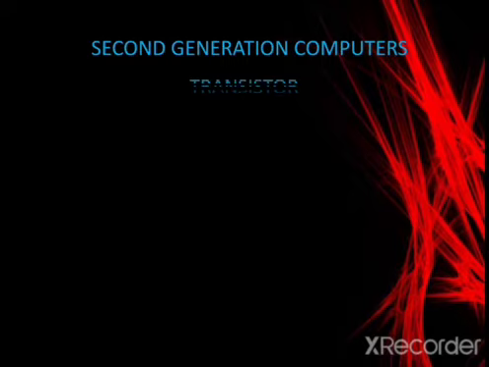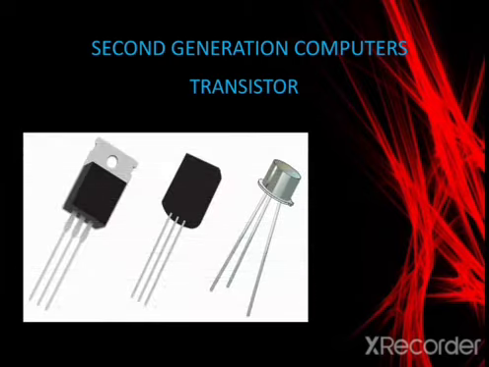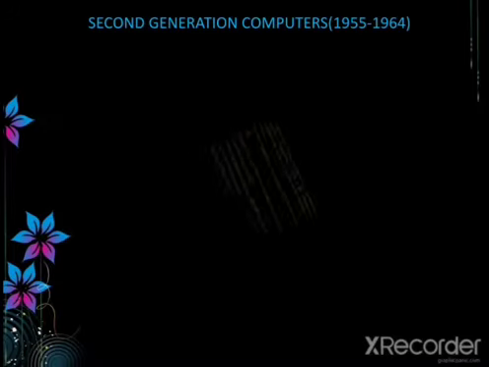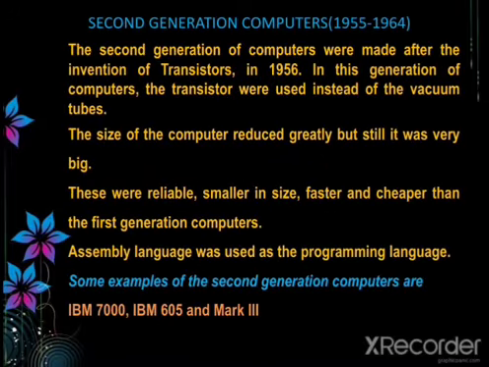Second generation computers, main component transistor. Second generation computers, 1955 to 1964. These computers were made after the invention of transistor in 1956. The transistors were used instead of the vacuum tubes.